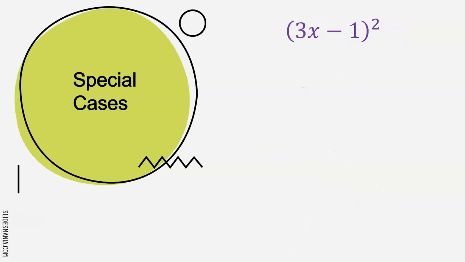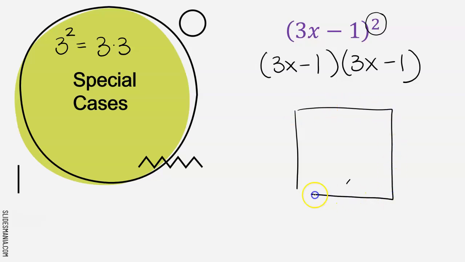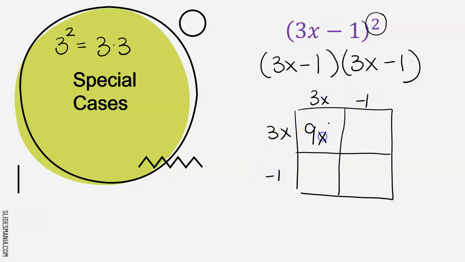Another special case is where it looks like we do not have multiple polynomials. So this just looks like 3x minus 1 to the power of 2, so just one polynomial. But if you remember, we've talked about this, when we have something raised to the power of 2, for instance, if I had 3 to the power of 2, that's the same thing as multiplying 3 times 3, or 3 times itself. So 3x minus 1 squared is the same thing as 3x minus 1 times 3x minus 1. Once I write it with multiple polynomials, I can use the box method to set up my multiplication problem.